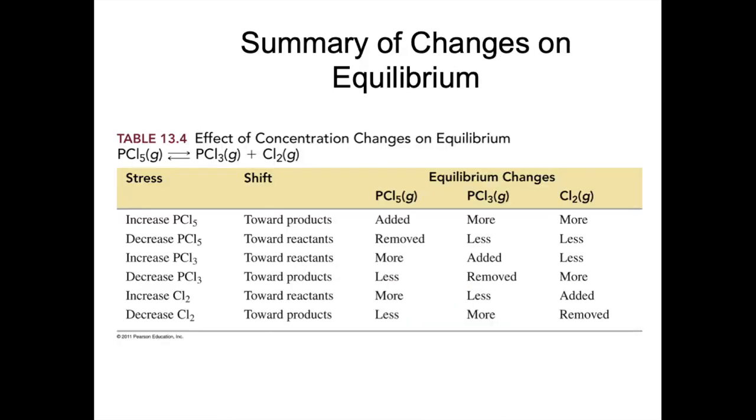Okay, so just to summarize, again, the way to remember this is that the system counteracts what you have done to mess it up. So if you add reactants, the system shifts to the product side to get rid of it. If you remove reactants, the system shifts to the reactant side to replace it. And vice versa. If you add product, the system shifts to the reactant side to get rid of that extra product you added. If you remove products, the system shifts to the product side to make more product to replace what you've taken out.